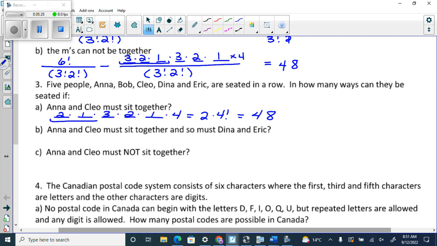8. Anna and Cleo must sit together, and so must Dina and Eric. 1, 2, 3, 4, 5. So we make Anna and Cleo sit together. We make Dina and Eric sit together. So we have 2, 1, 2, 1, 1.